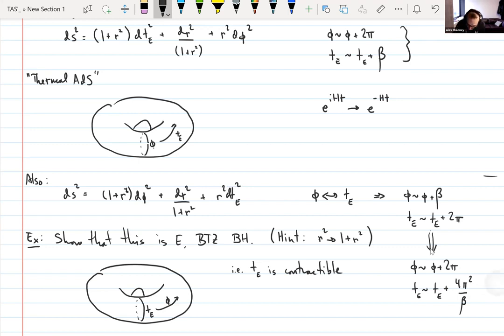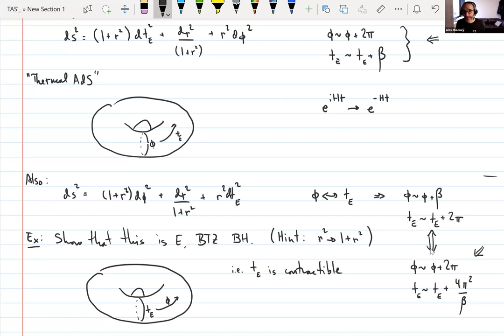Why is that the right thing to do? That's the right thing to do because if I want to compare this top geometry to this bottom geometry, then I should do so by making sure the size of my circle is the same. I want to identify phi with period 2 pi in both cases.